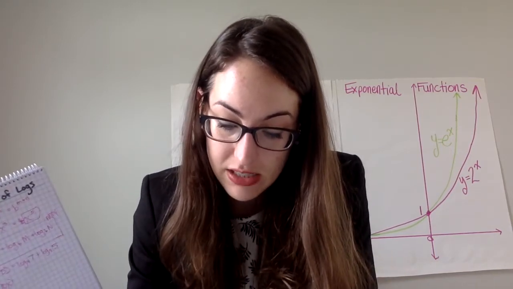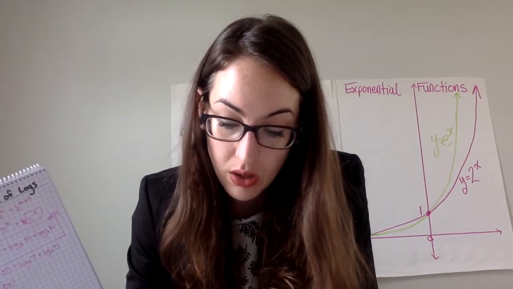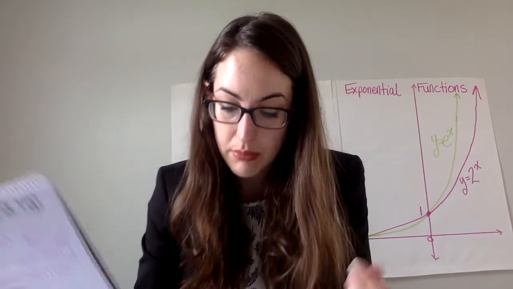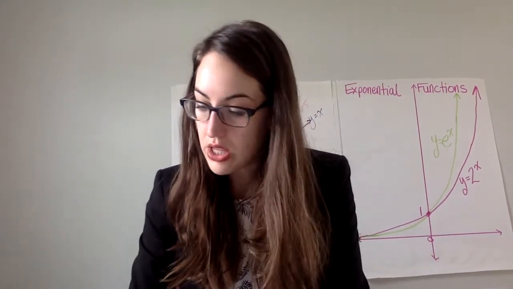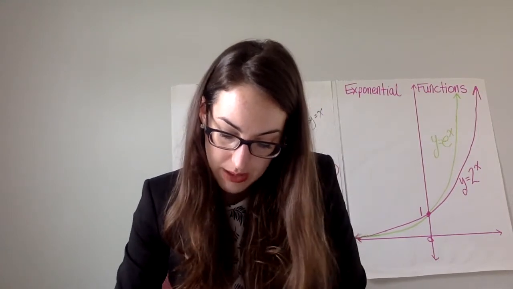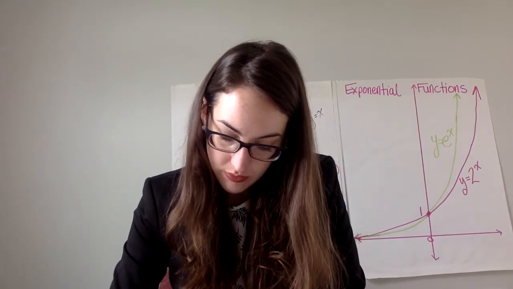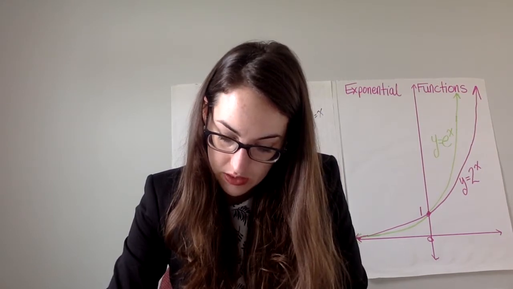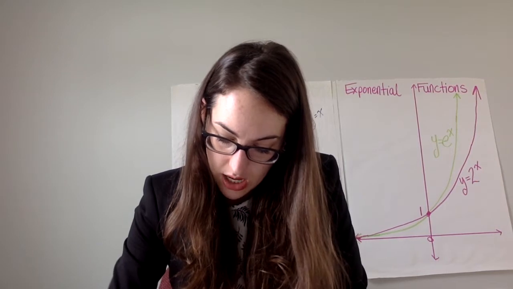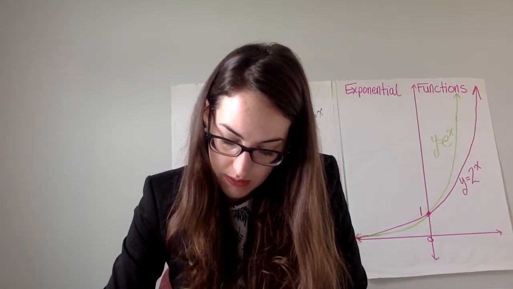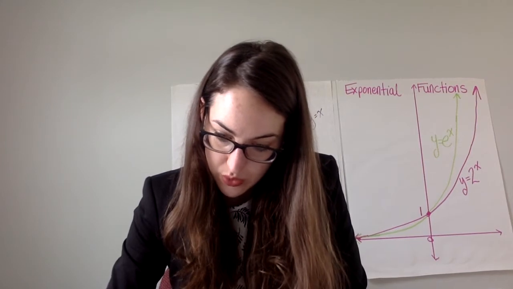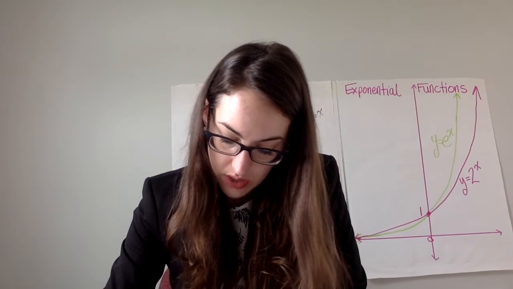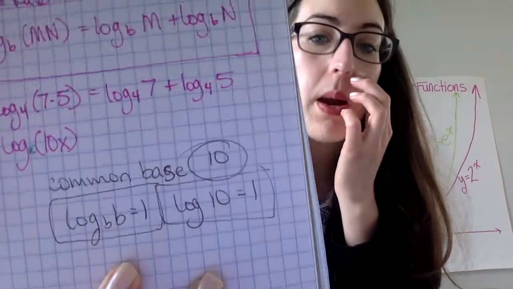Because log base b of b equals 1, then log base 10 of 10, or log of 10, equals 1. Log base 10 of 10 equals 1. Okay, and I'll write those out real quick, here's why. So we have common base 10, and why? Because log base b of b equals 1, and log of 10 equals 1. So we have these very standard things there, okay?